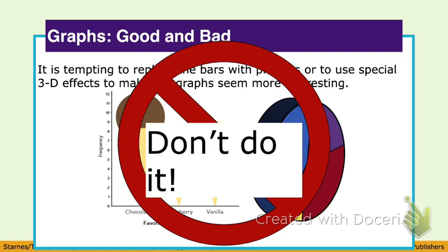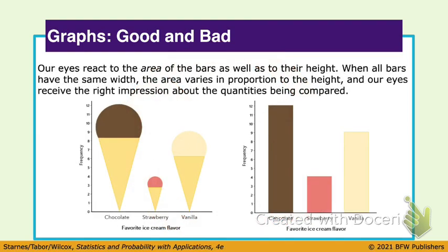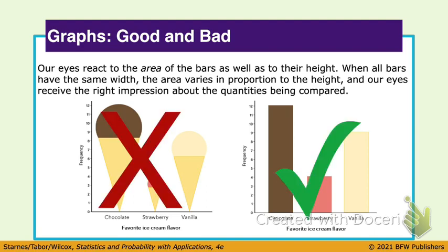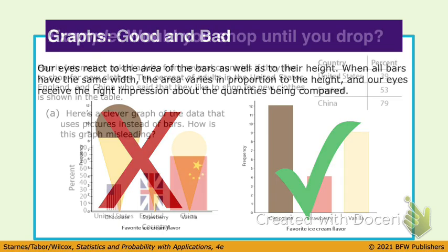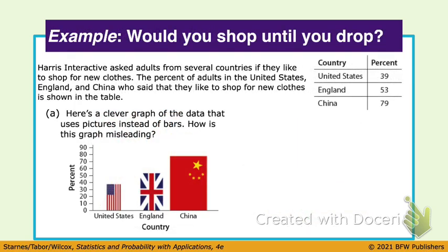And here's the other thing. It kind of makes it a little misleading. Okay, there are a lot of misleading graphs in this world. Our eyes react to the area. So like this chocolate right here, the chocolate cone is really much taller and wider. So our eyes react to that area and it over-exaggerates how big chocolate is compared to the vanilla and the strawberry. So we got to be careful with, it's called the area principle, and you want to be really careful with that.